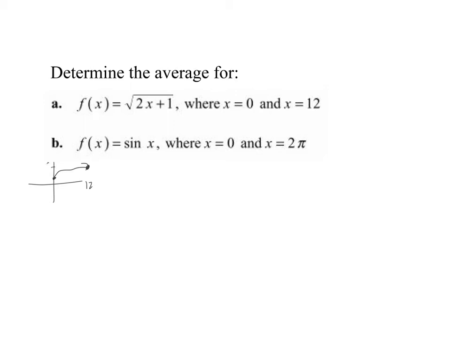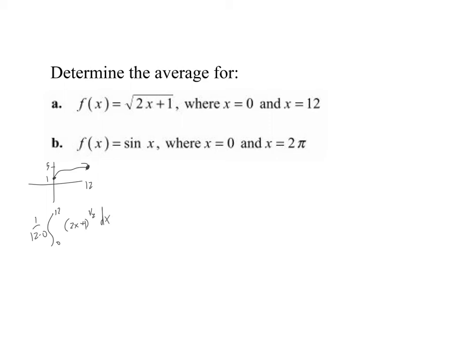So we're basically going from 1 to 5 for our height, so the average should be somewhere in between. So I'm going to guess around 3 or 4, something like that. So let's do our integral. So we would get 12 minus 0 would be the bottom of our fraction, going from 0 to 12, and we'll change our root to power of a half, so we'd have 2x plus 1 to the half, and we're going to do the integral of that.